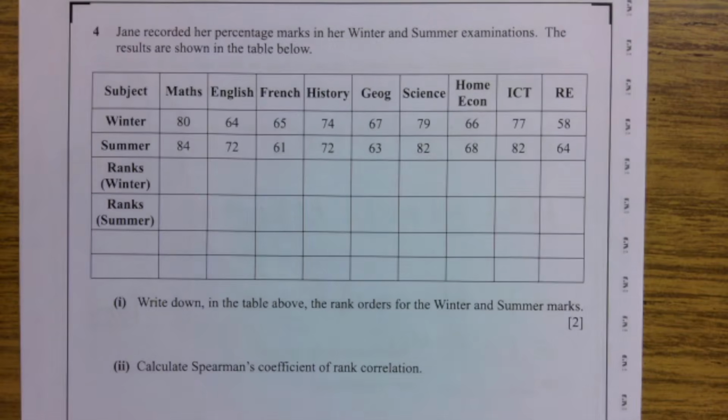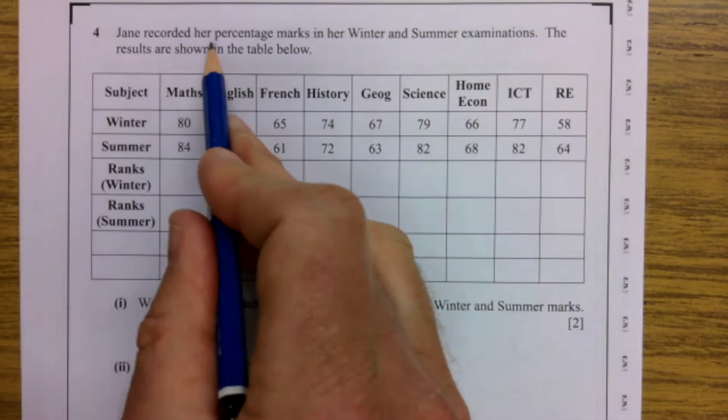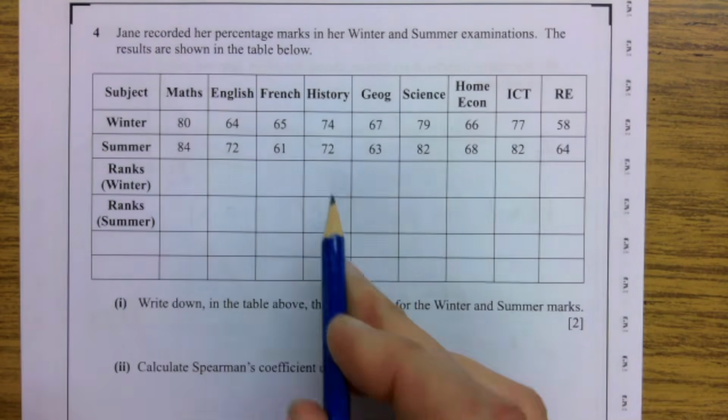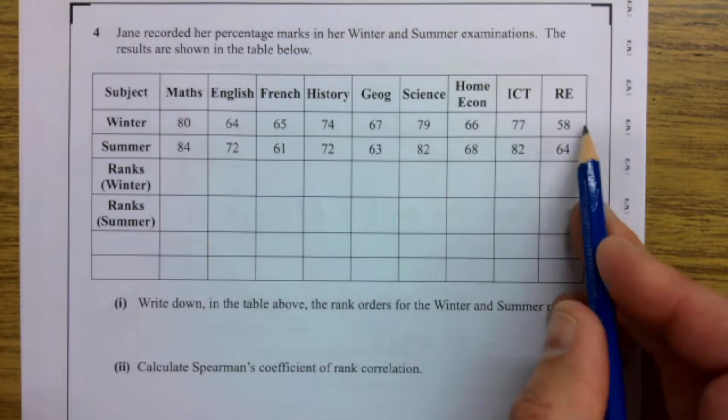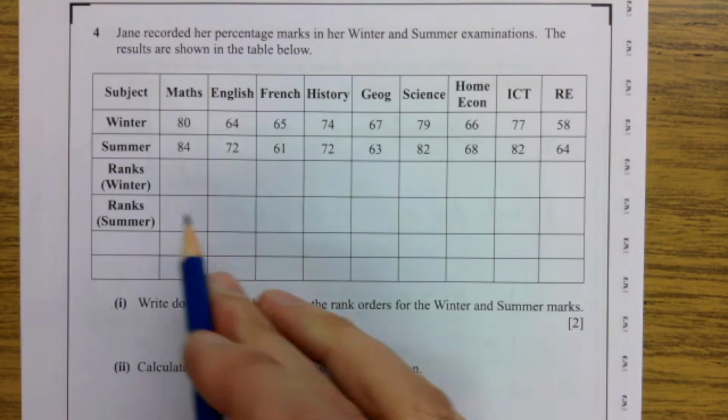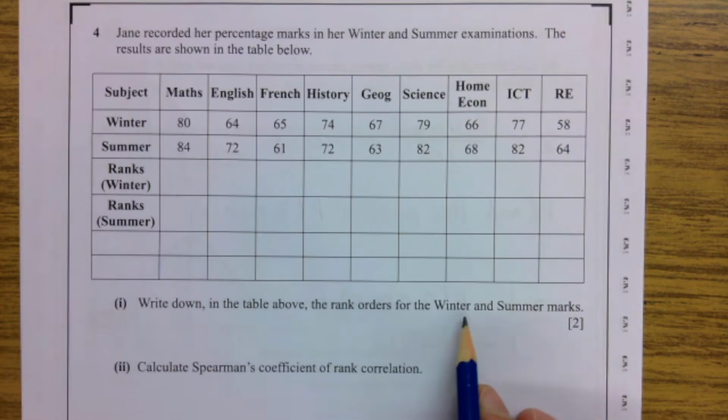Okay, this is question 4. This looks like Spearman's rank and bivariate analysis. So let's take a wee look. Jane recorded her percentage marks in her winter and summer examinations. The results are shown in the table below. So we have these marks in for winter, all our subjects here, and these marks in for summer. Write down in the table above the rank orders for winter and summer marks.